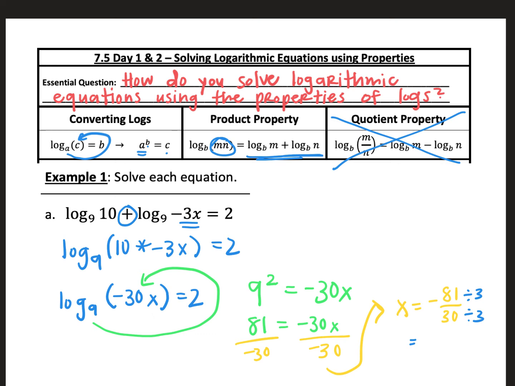Oh, we get 27. We'll do negative 27 over 30 divided by 3 is 10. So my final answer is negative 27 over 10. Again, just rewrite it like we learned how to do a few weeks ago, using that circle method after you combined your logs, and then solve for x.